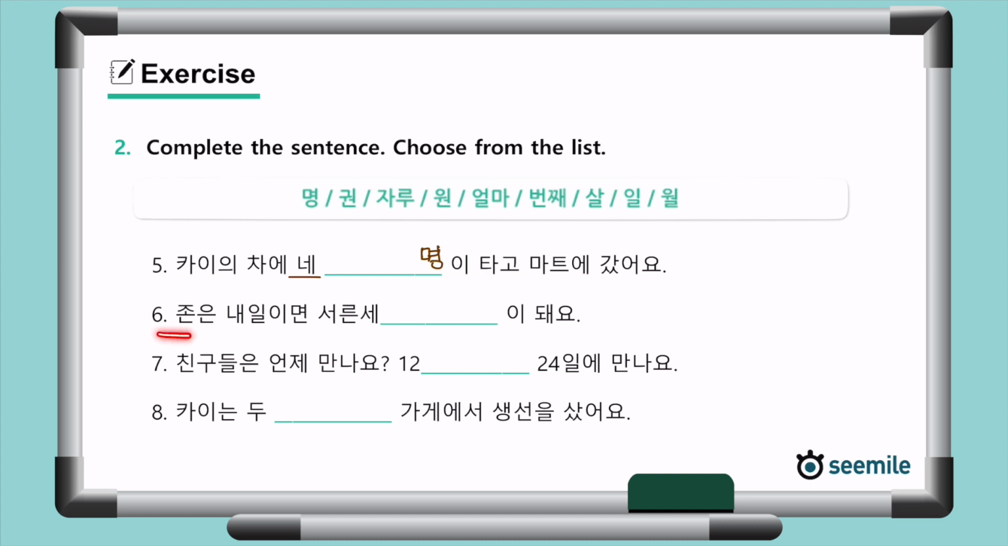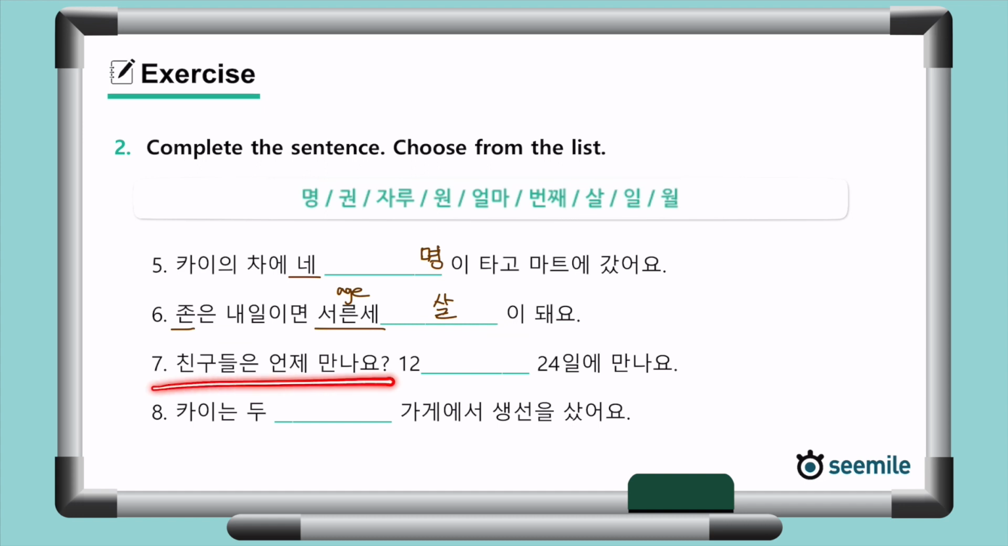Number 6. 존은 내일이면 서른세 살이 돼요. 33, the modified number of 33. What does that have to do with John? Chances are that the speaker is talking about John's age. If that's the case, the answer should be 살. 존은 내일이면 33살이 돼요.